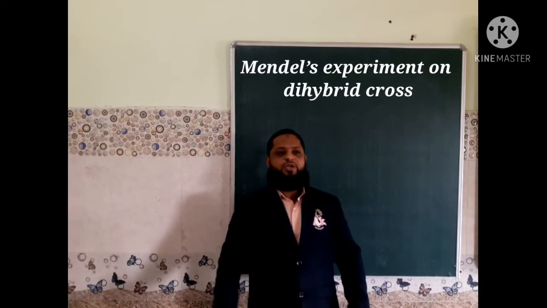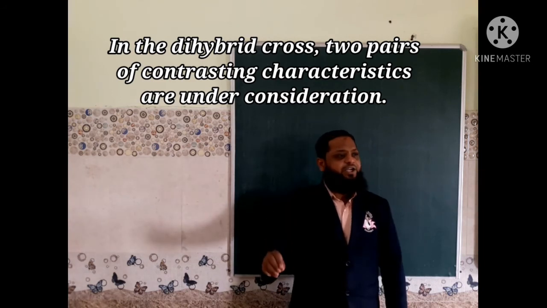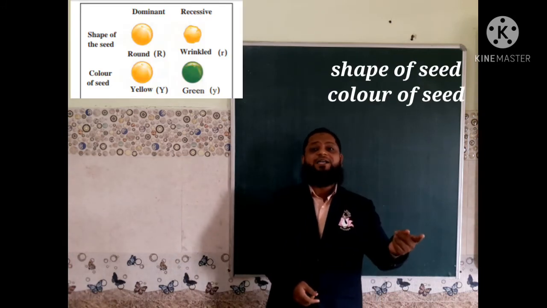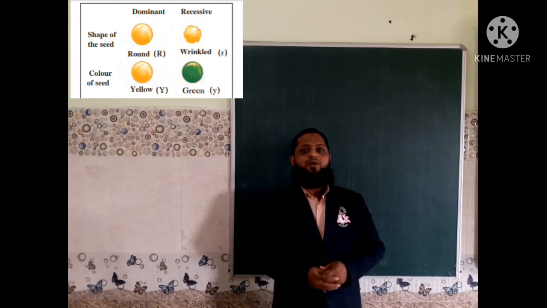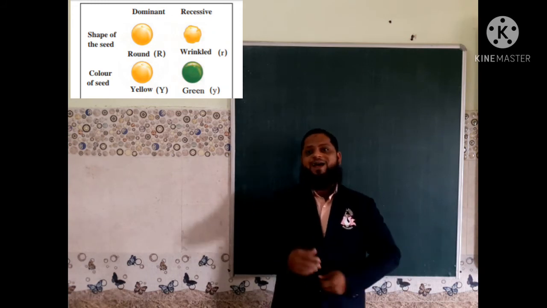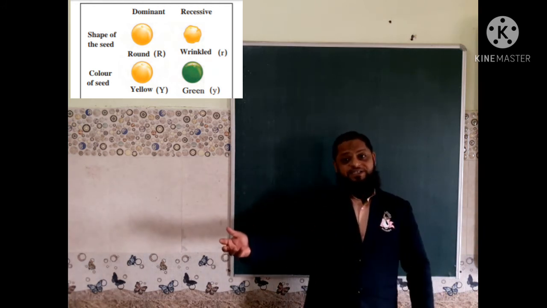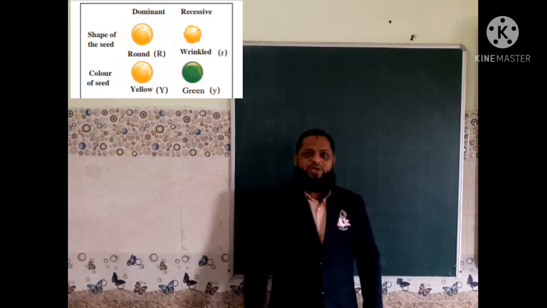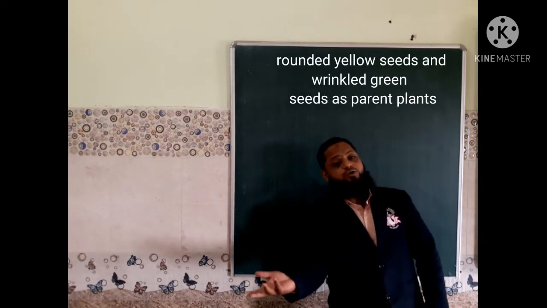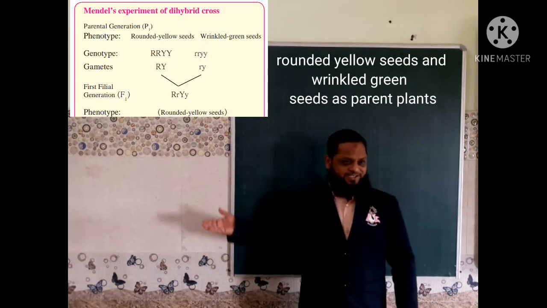The dihybrid cross. A dihybrid cross is a cross between two pea plants considering two contrasting characters. Here we are going to consider the shape and color of the seed. Shape: round shape and wrinkled shape. Color: yellow color and green color. Round and yellow are dominant characters, and wrinkled and green are recessive characters. So dear children, Mendel selected pea plants producing round yellow seeds and wrinkled green seeds as the parent plants, as shown in the chart.